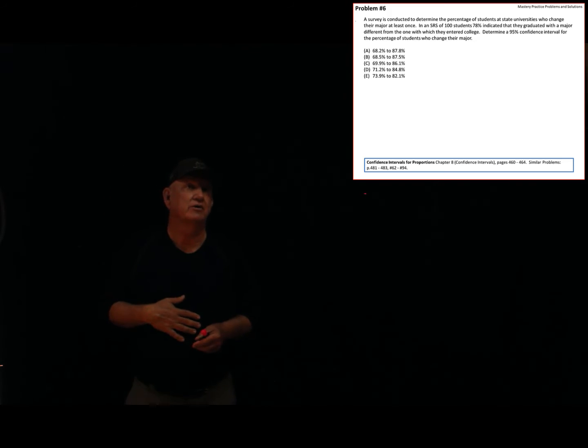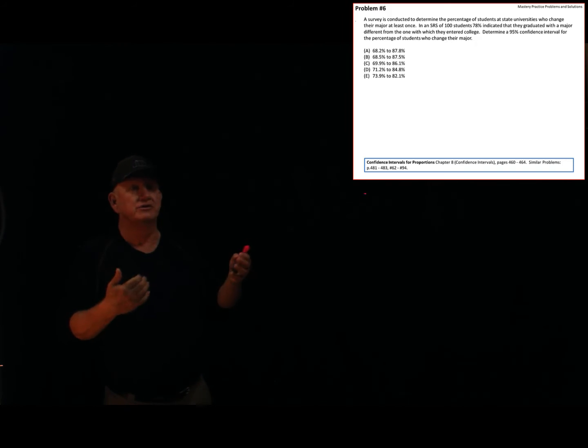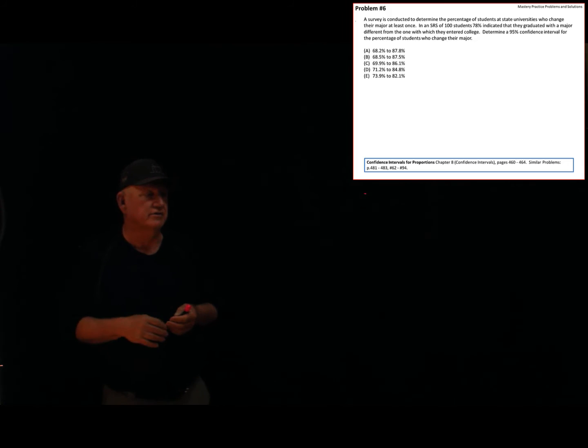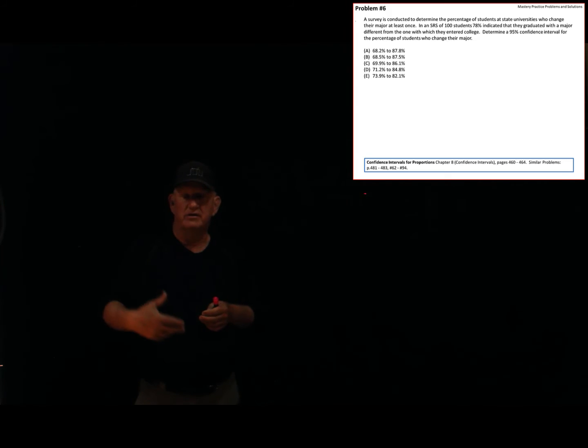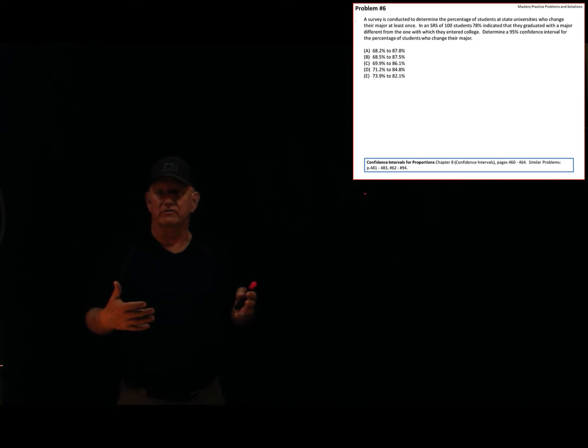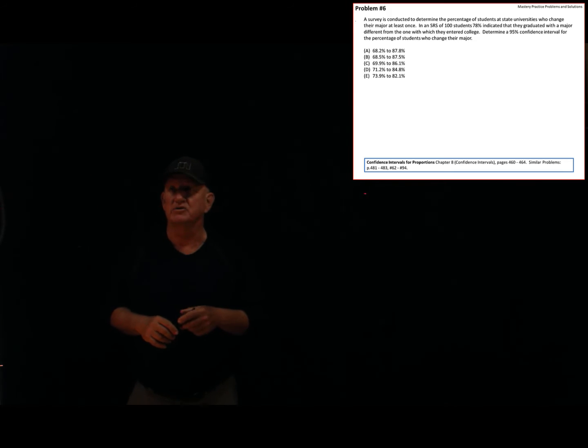So in this particular problem, there's a survey done at a state college of 100 students that were chosen as a simple random sample. And 78% said that they had changed their major. And the question is, what's a confidence interval based on that of the percentage of students that changed their major, and you wanted a 95% confidence interval.